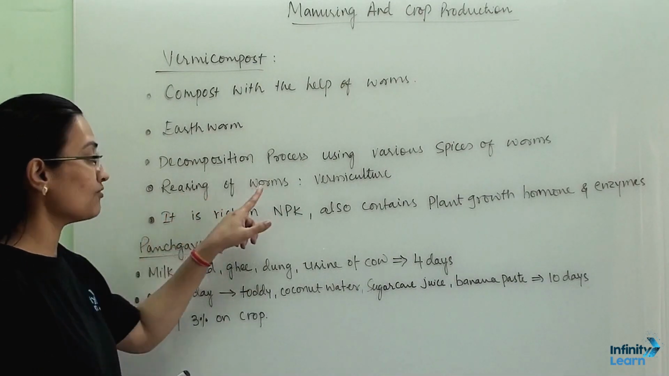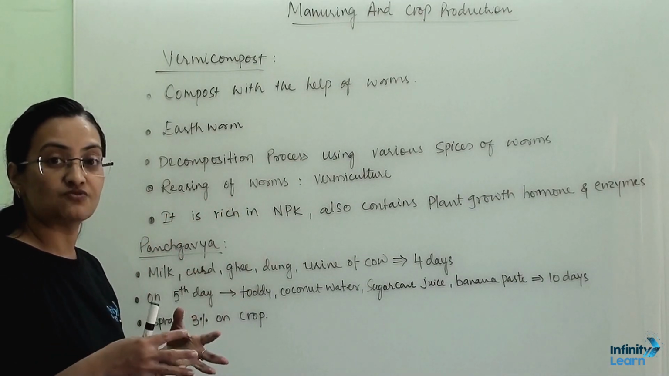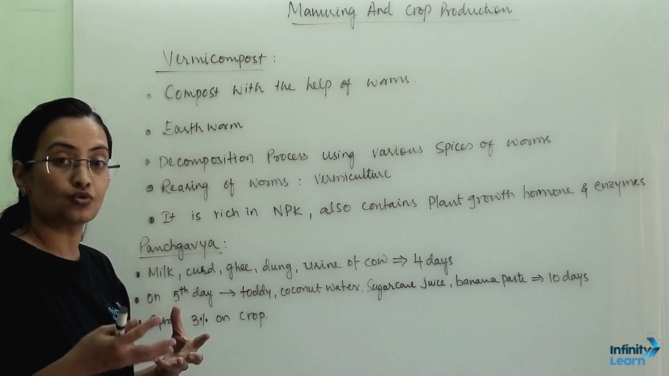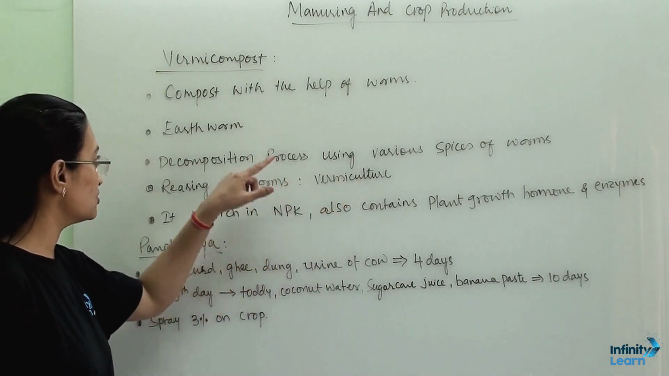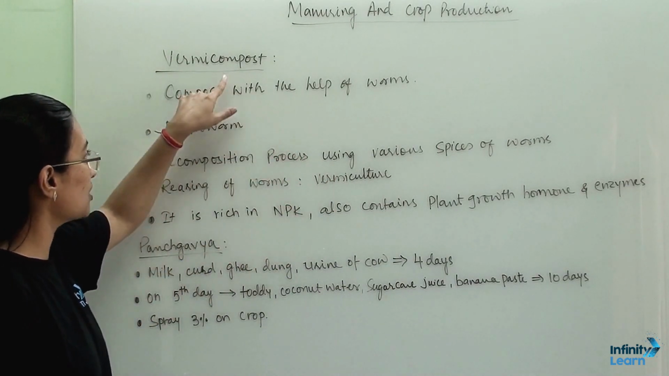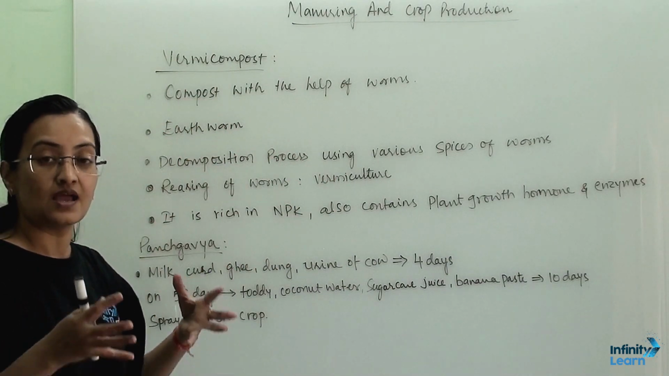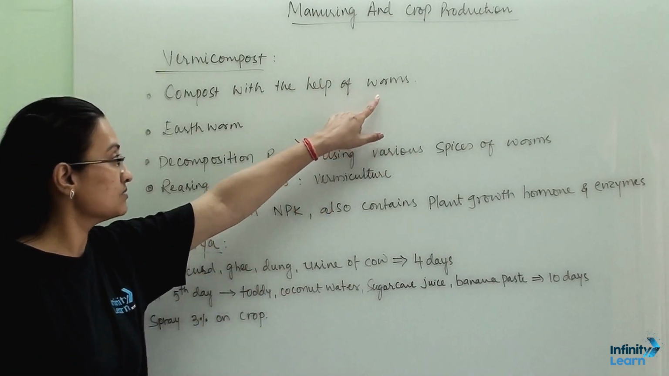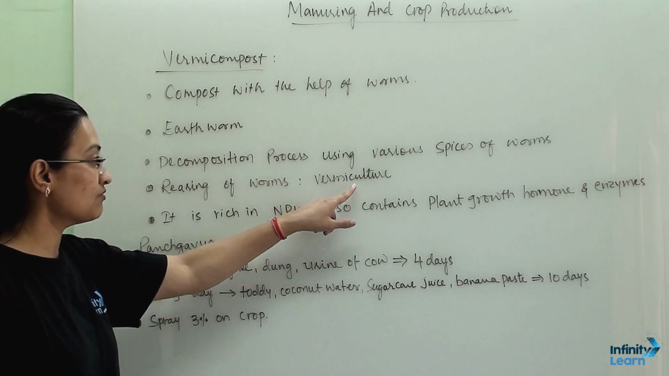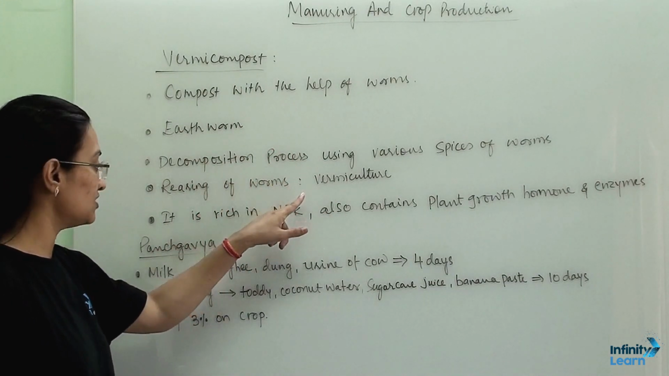But for this process we have to rear the worms, we have to grow worms, and that process is known as vermiculture. So these two things are completely different. Vermicompost is a compost, a manure which we produce with the help of worms. But vermiculture is the rearing of the worms.